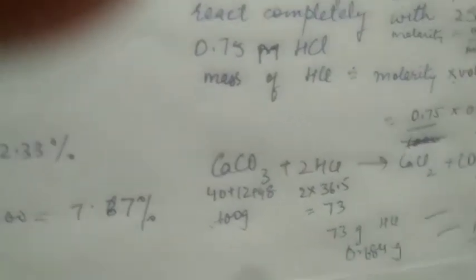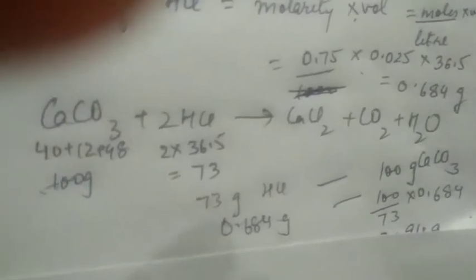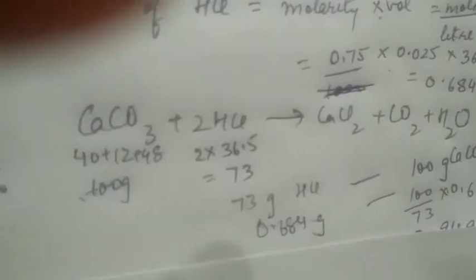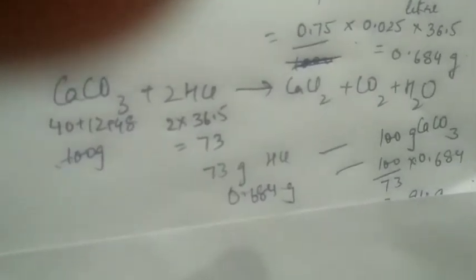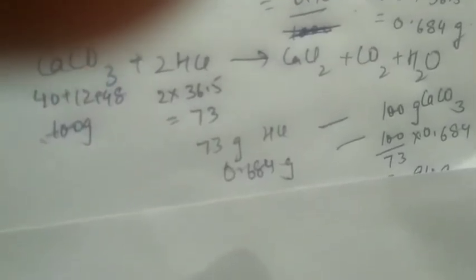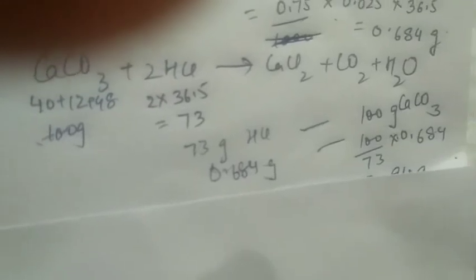Now from the balanced chemical equation, we know that 100 grams of calcium carbonate molar mass reacts with 73 grams of HCl. If 73 grams reacts with 100, then 0.684 will react with 100 upon 73 into 0.684. This is 0.94 grams.